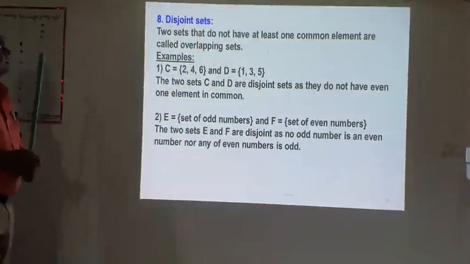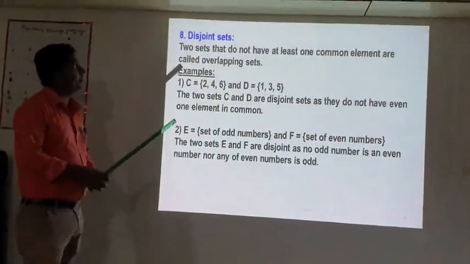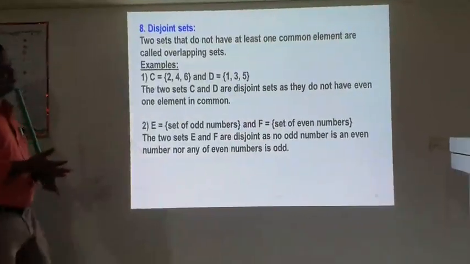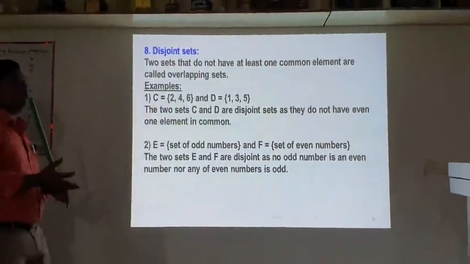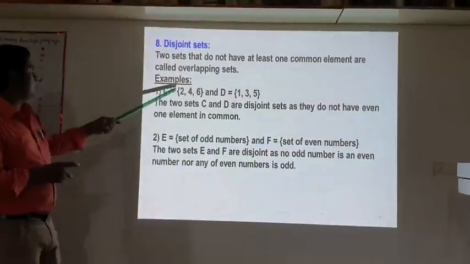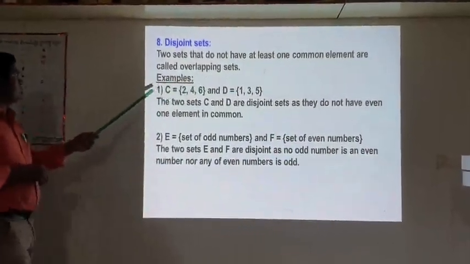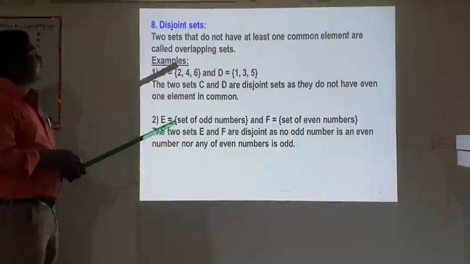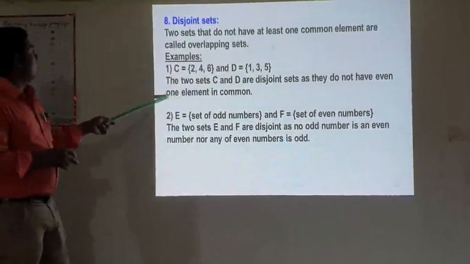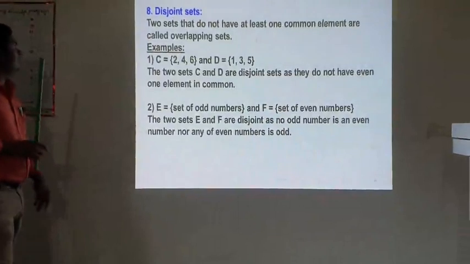Now disjoint sets. Two sets that do not have any common element are called disjoint sets. It means if two or more sets have no common element, then they are said to be disjoint sets. See here, C is equal to {2, 4, 6}, D is equal to {1, 3, 5}. There is no common element, so these two sets are said to be disjoint sets. They do not have any element in common.